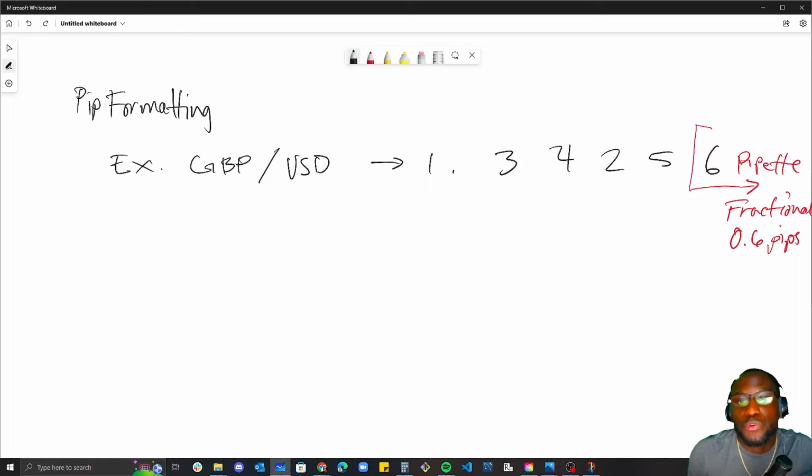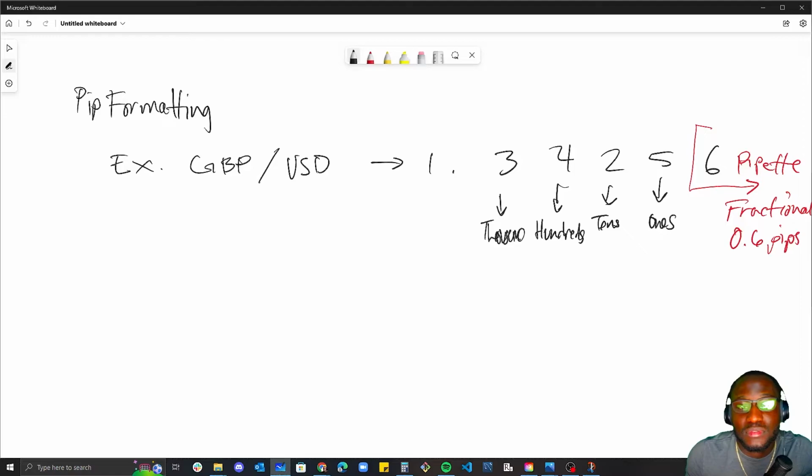So moving forward, this is considered the ones. This is considered the tens. This decimal place is considered the hundreds. Real simple stuff. Thousands. And then we have 10,000s.